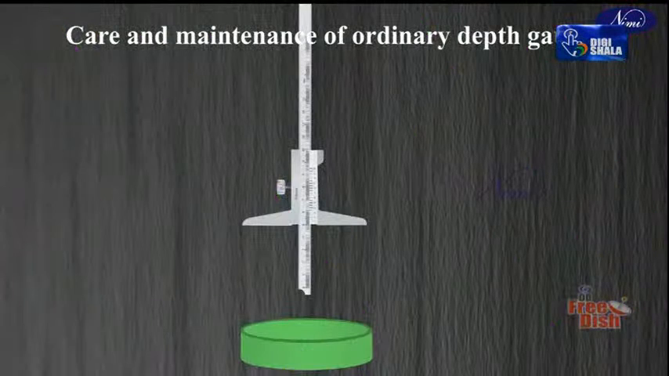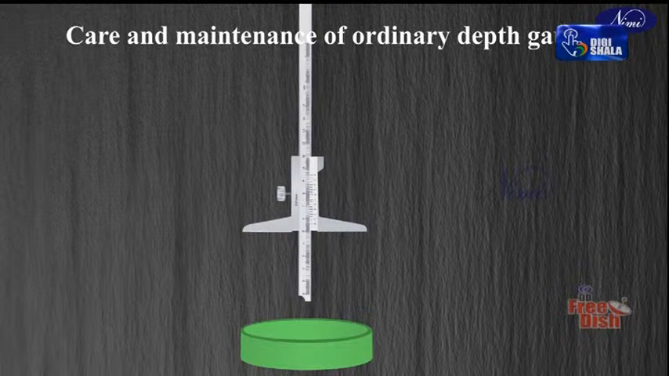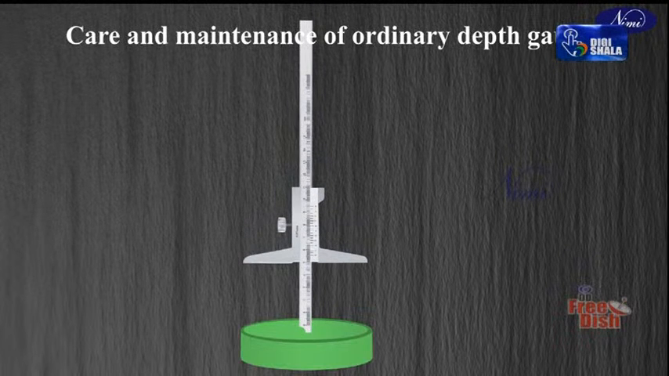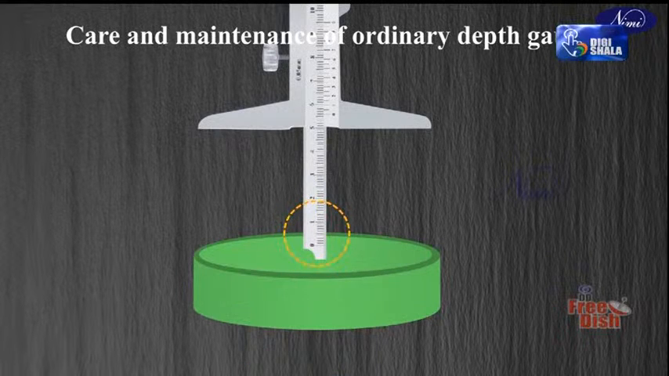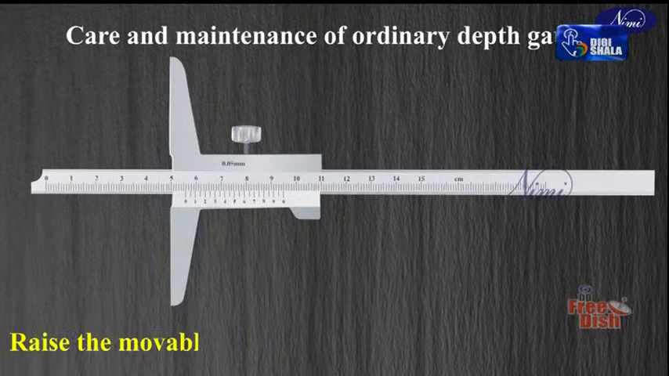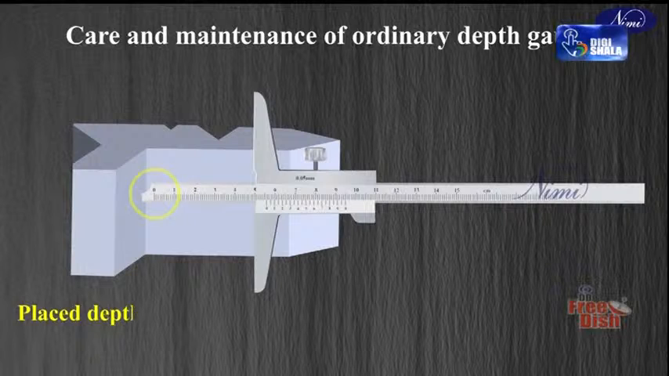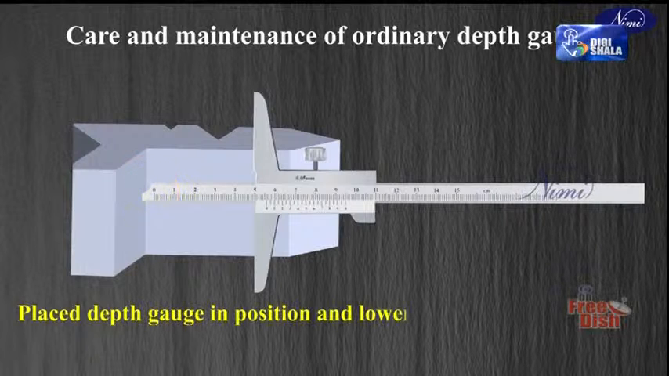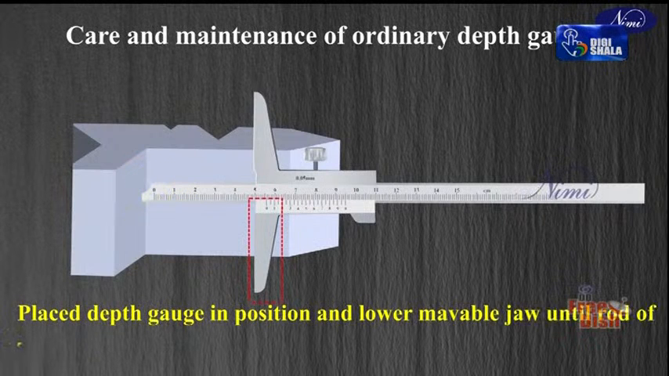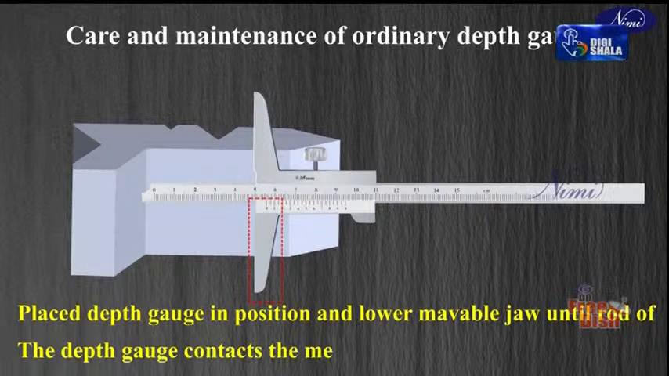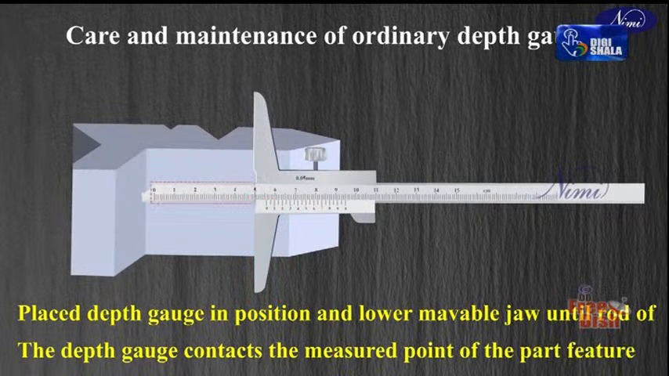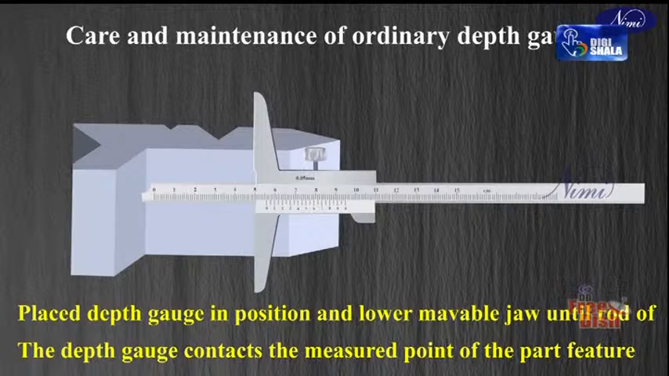Number 3, set the depth gauge rod with its end in contact with the surface plate and check if there is any error. Number 4, raise the movable jaw to clear the obstruction on the part. Number 5, place the depth gauge in position and lower the movable jaw until the rod of the depth gauge contacts the measured point of the part feature.